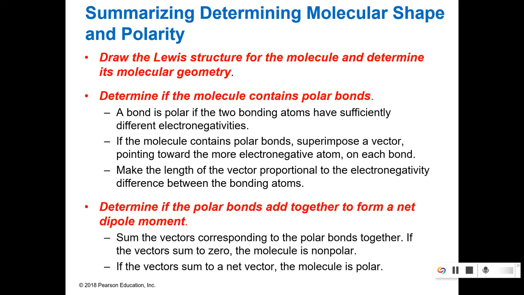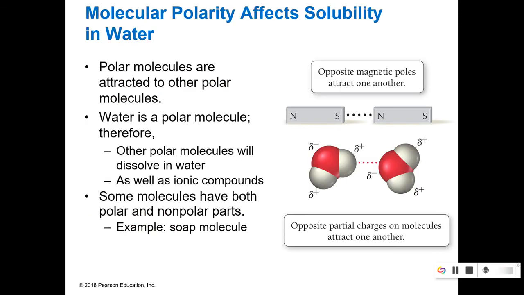So the steps are: draw the structure, determine the geometry. If it has lone pairs, okay, so lone pairs or different outside atoms, that's what makes it polar. If it does not have those, then it's nonpolar.